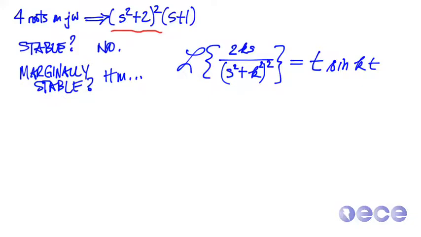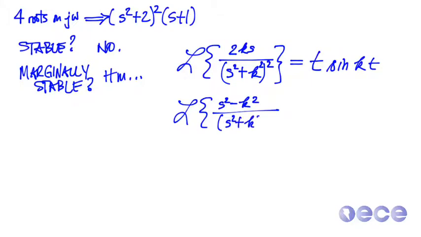So what if it's not 2ks on top? What if it's s squared minus k squared over s squared plus k squared squared? So this is another form of something that has the same looking characteristic equation. And remember, if this is our characteristic equation, we can use partial fraction expansion to reduce it so that one of the terms will be something over s plus 1, and the other term will be something over s squared plus 2 squared. So if it turns out that that term results in a form that looks like s squared minus k squared, well, we're not in any more luck, because this is actually t cosine of kt. So that's no good.